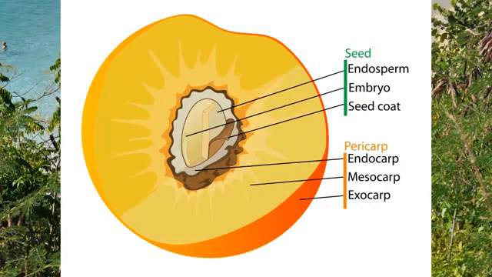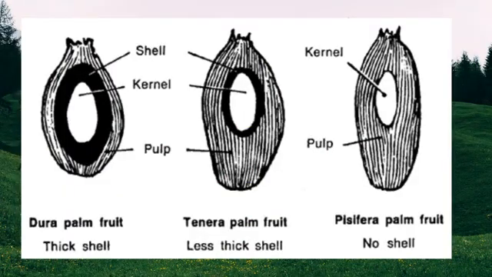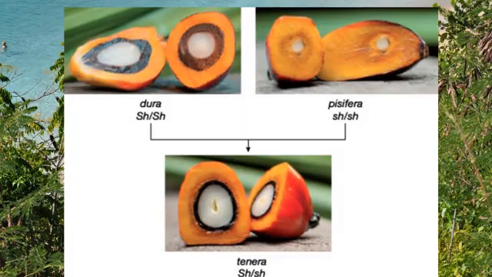Now on your screen you see the endosperm, the embryo, and the seed coat. They make up what is referred to as the seed. The pericarp is composed of the endocarp, which is the shell, the mesocarp, which is the oily part required by the farmer, and the exocarp. You can see here the Dura, which has a thick shell, and the Tenera, which has a thin shell but a thick mesocarp. Then we have the Piscifera.